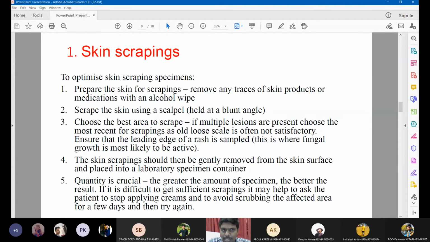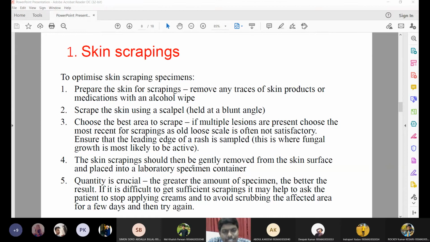So the major points are we need to remove any traces of skin products with the help of an alcohol wipe. Then we need to scrape the skin using a scalpel, by using the blunt angle. We need to choose the best area where we will get the maximum amount of fungal sample. We need to be gentle on the skin surface. We need to collect these samples either on a glass slide or in a petri dish.